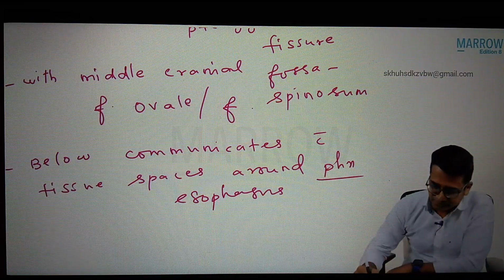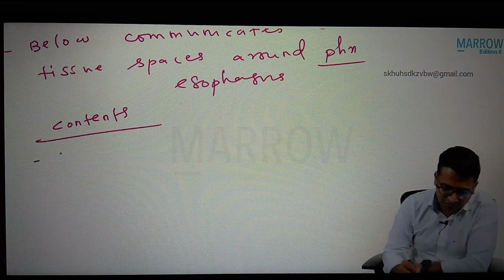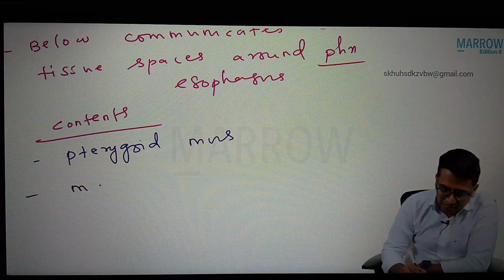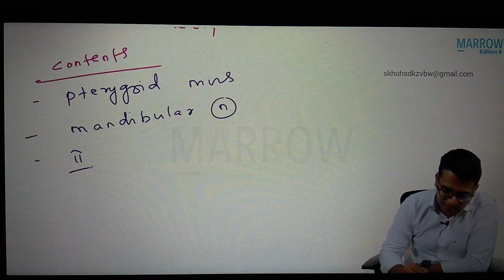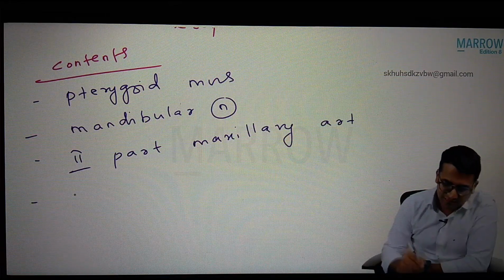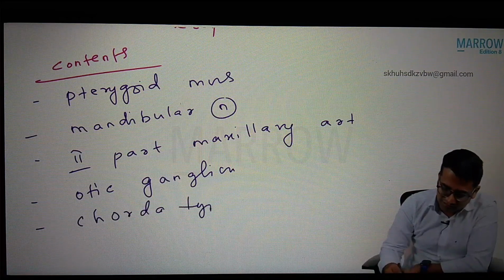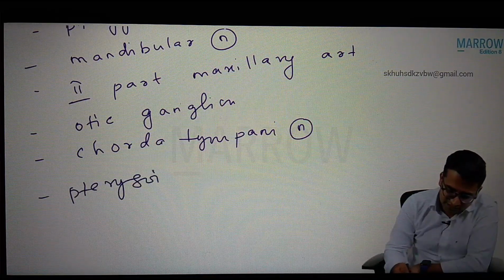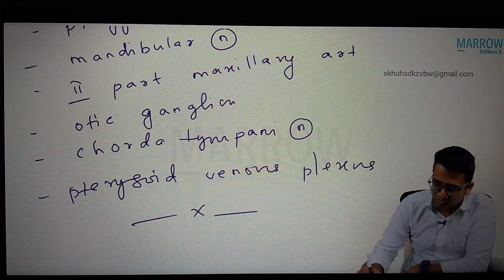Now, what are the contents? The contents are the pterygoid muscles, the mandibular nerve, the second part of the maxillary artery, the otic ganglion, the chorda tympani nerve, and the last one, the pterygoid venous plexus. So these are the contents of the infratemporal fossa.